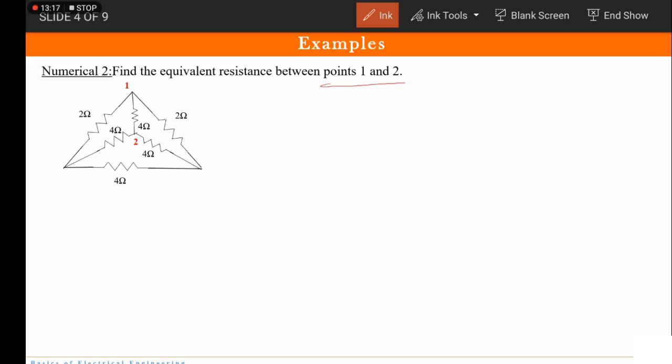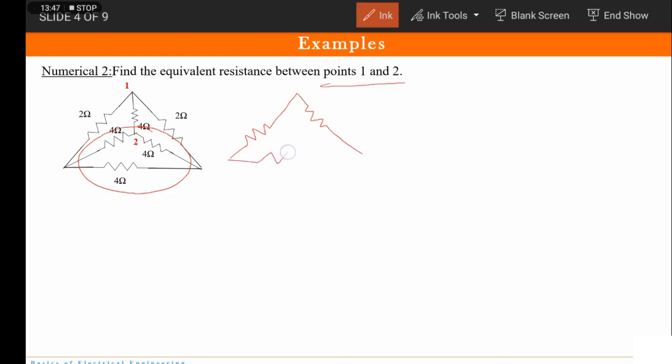Fine. But if I look closely in the circuit, I understand that there is a delta connection also. Fine. Which does not involve anything which is there between points 1 and 2. And this delta connection is this one. So what I can do is I can convert this into star. Exactly. So how are we going to do that? So first let us understand that.